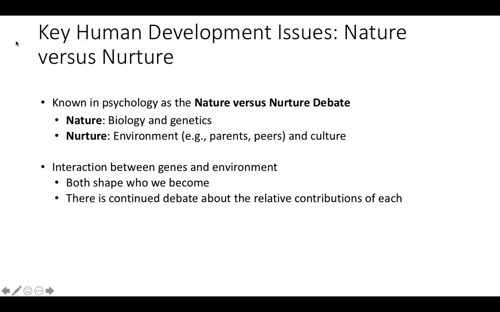And although back in the day it was nature versus nurture, which explains how you behave better, it should be viewed as an interactionist model, nature and nurture, because both are involved. Both your genes as well as your environment are involved in shaping who you become and how you behave.